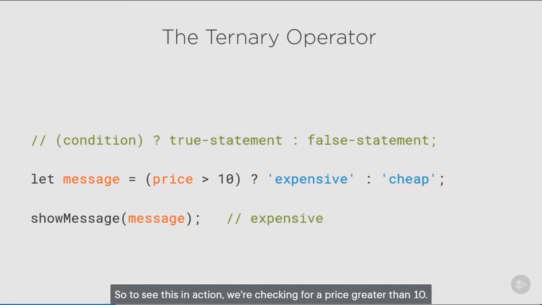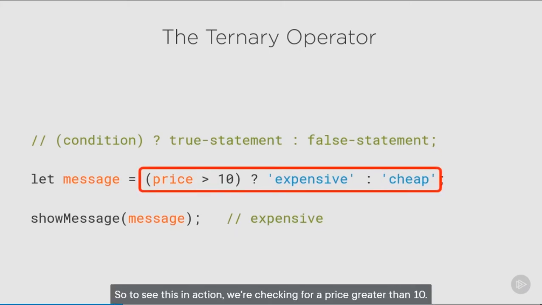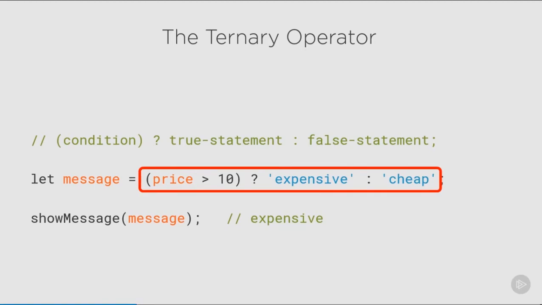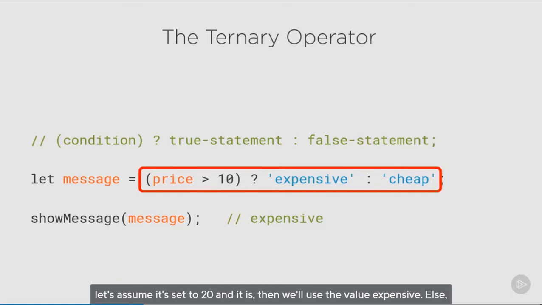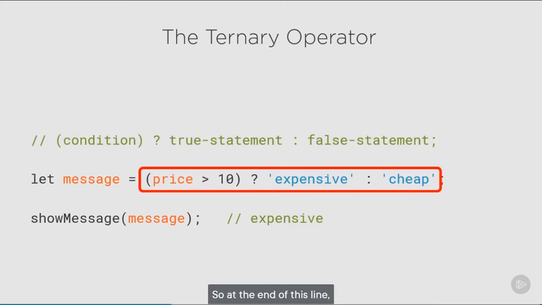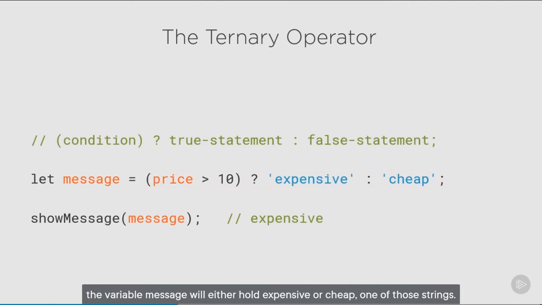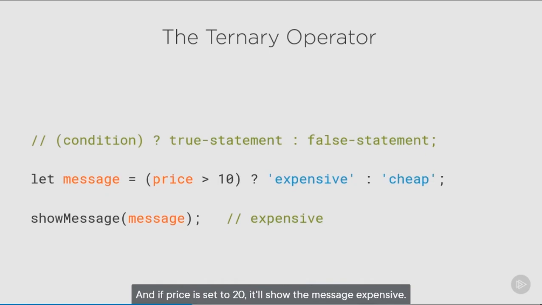So to see this in action, we're checking for price greater than 10. We have our question mark, and if price is greater than 10, let's assume it's set to 20 and it is, then we'll use the value expensive. Else, which is symbolized by the colon here, we'll use the value cheap. So at the end of this line, the variable message will either hold expensive or cheap, one of those strings. And if price is set to 20, it'll show the message expensive. If price is less than or equal to 10, it'll show the message cheap.